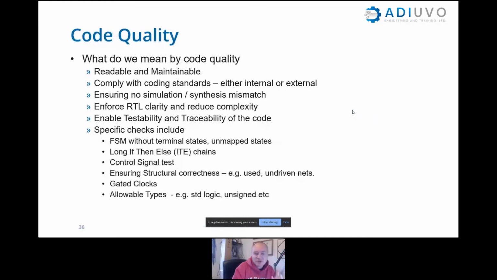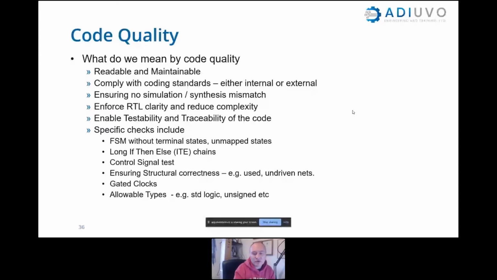So one of the key things we can do when designing for high reliability is to have high code quality. What do we mean by that? We want to make sure that our design is readable and maintainable, because it's not just going to be you reading this code. Other people are going to be reading it. Maybe the person doing the validation and test benching, maybe the people doing the design certification and design write-off, they're going to be viewing this code as well. So it needs to be nicely readable, nicely presented.